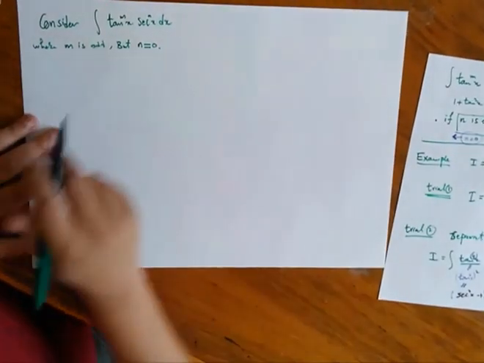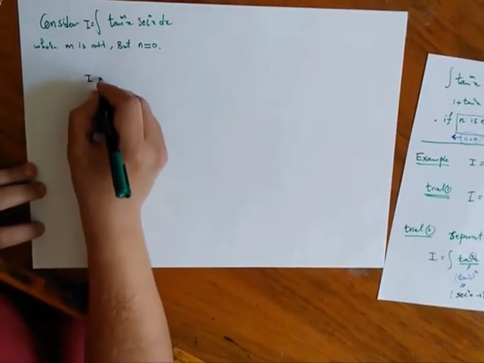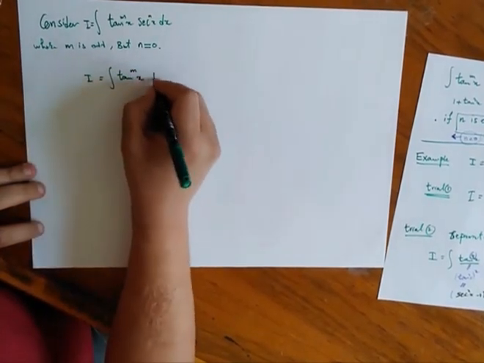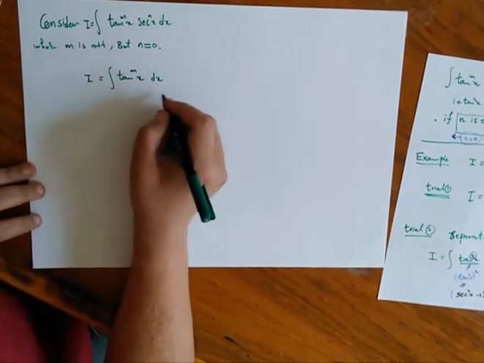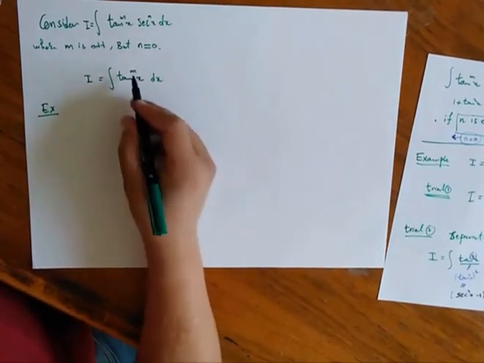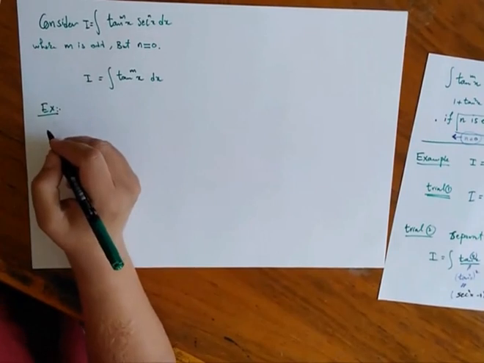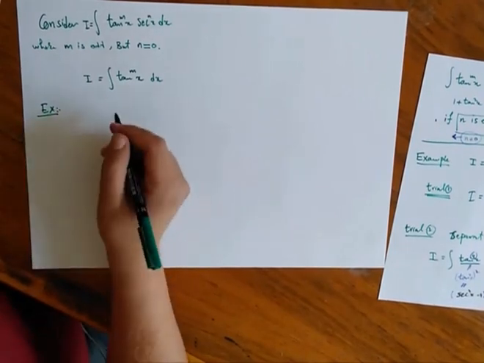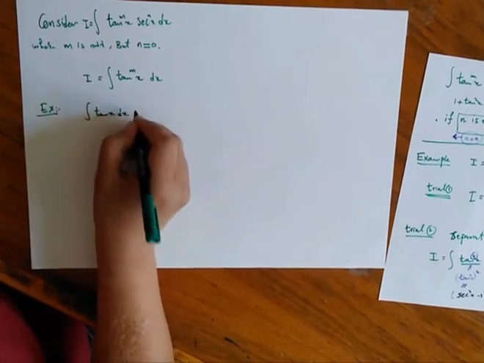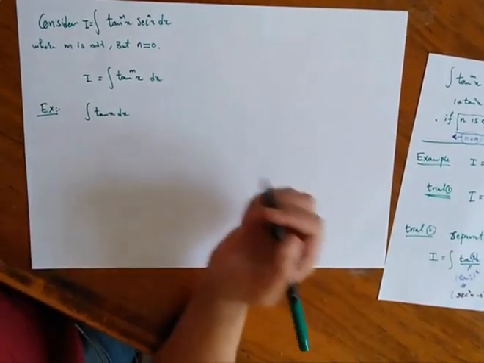So let's see what will happen if n is 0 in this case. If n is 0, this integral is going to be just the integral of tan to the power m x dx, where m is odd. So let's see some examples. Now we cannot separate for sure secant x times tan x, so we have to find another way. So let's consider the first example, the integration of tan x dx. There is no secant, so we cannot apply the last case.